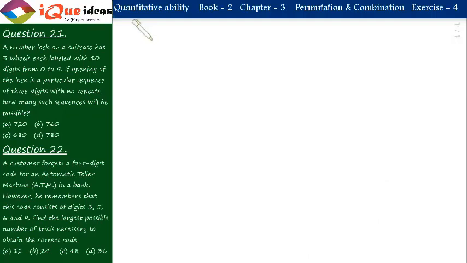Now the next question is related to a numbered lock. Now it has 3 wheels, right? And those 3 wheels have 10 digits on them from 0 to 9. Now here, in spite of the fact that it is a 3-digit number, 0 can be used because we are talking about a physical lock. We are not just talking about a 3-digit number. And in that situation, it says all the 3 digits are without any repetition, with no repeats.